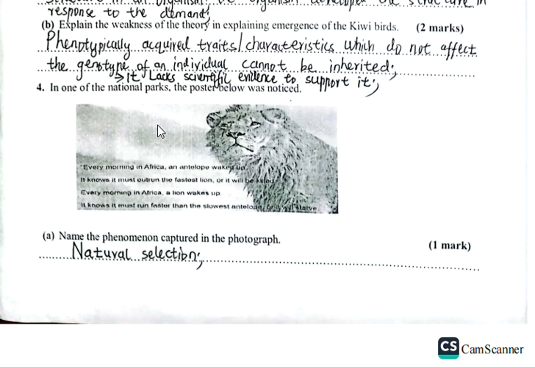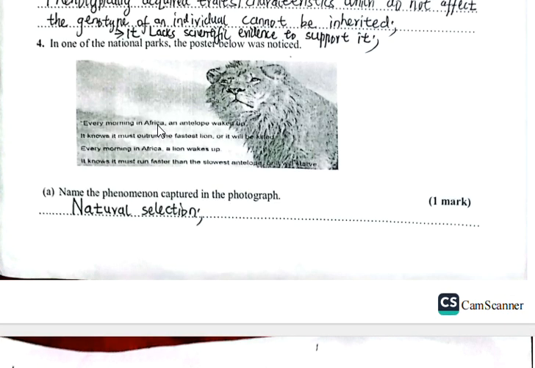Question 4. In one of the national parks, the poster below is noted, early morning in Africa, an antelope wakes up. It knows it must outrun the fastest lion or it will be killed. Every morning in Africa, a lion wakes up. It knows it must run faster than the slowest antelope.